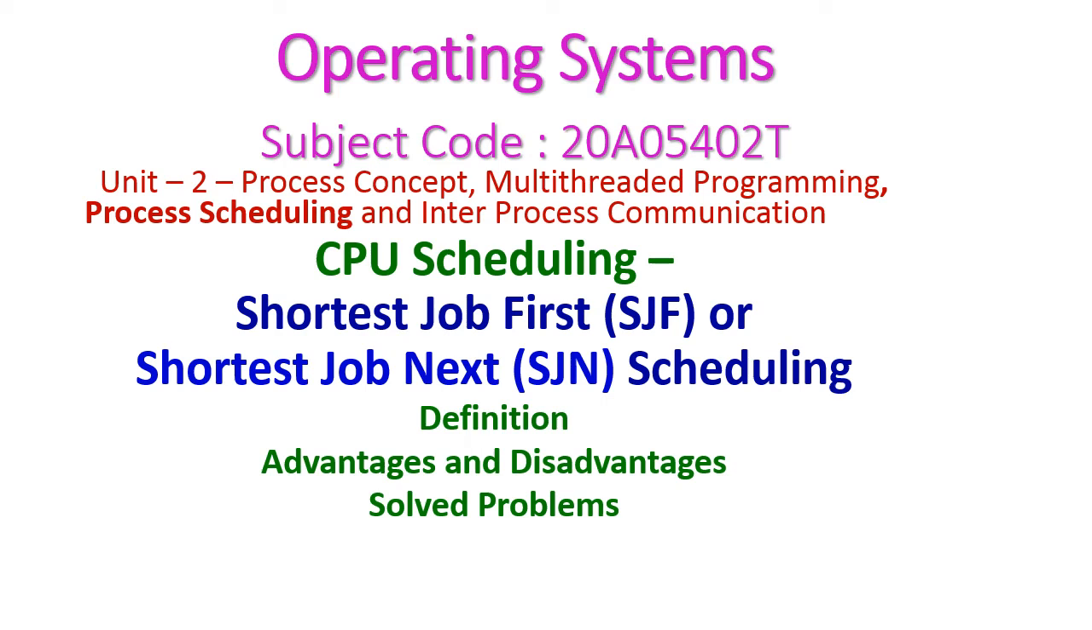Hello friends, in this lecture we will see another CPU scheduling algorithm, which is the shortest job first algorithm. Shortest job first is otherwise called the shortest job next algorithm, SJN also. In this lecture we will see the definition, advantages and disadvantages of SJF, and solved problems.